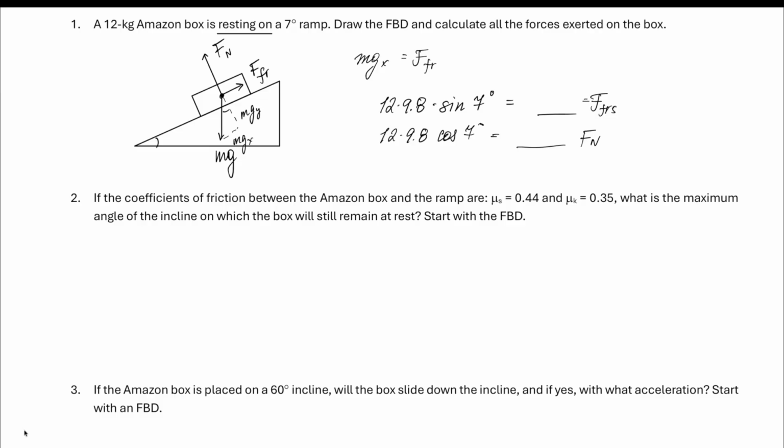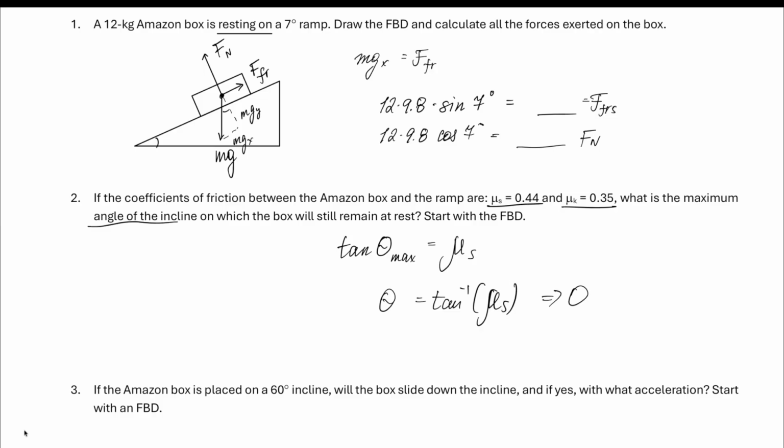If the coefficients of friction between Amazon box and the ramp are static and kinetic, what is the maximum angle? So the shortcut is very simple. Remember at the end of the last video or at the end of the lab, we discovered that the tangent of the absolutely maximum angle at which the object still stays at rest actually equals mu static. So then the angle is going to be the inverse tangent of mu static. Boom. So you just need to say that your theta is the inverse tan of 0.44.